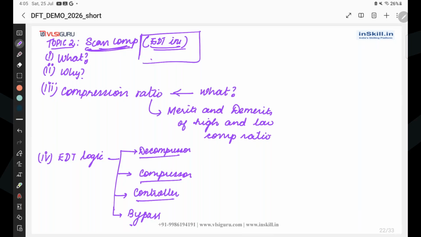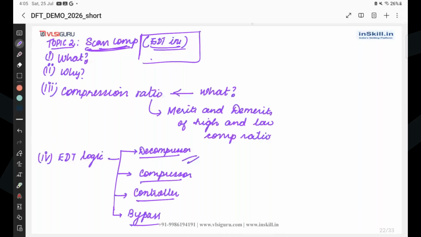We will try to understand each and every component. For the decompressor, what is its structure, what is the functionality, and what role it plays in scan compression. Same way compressor, controller, and bypass logic, we will understand their structure, functionality, and what role they play in scan compression.